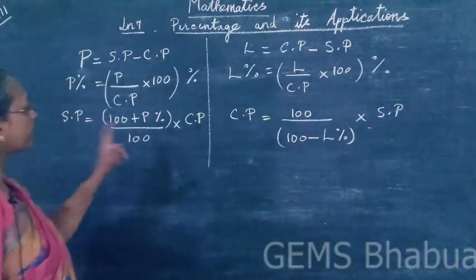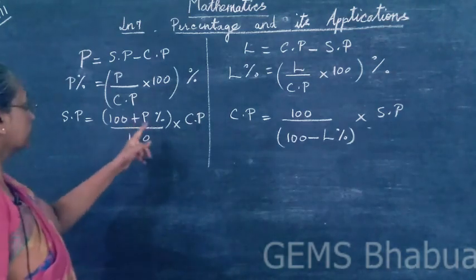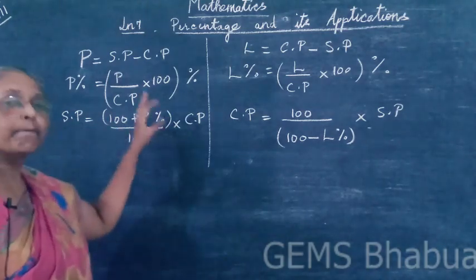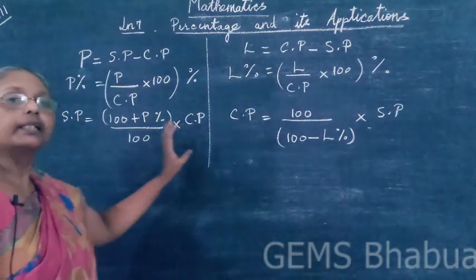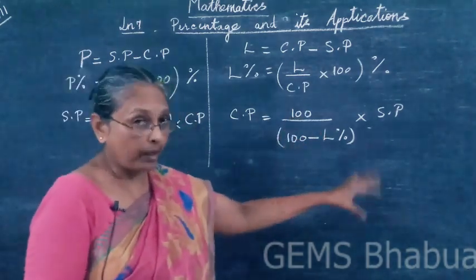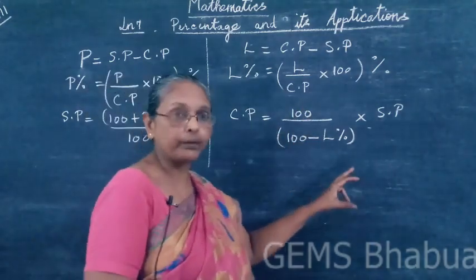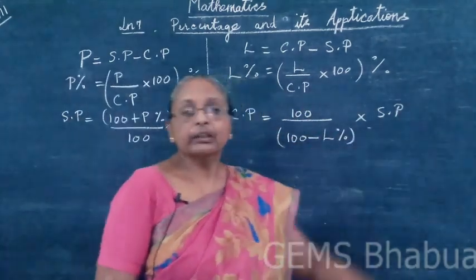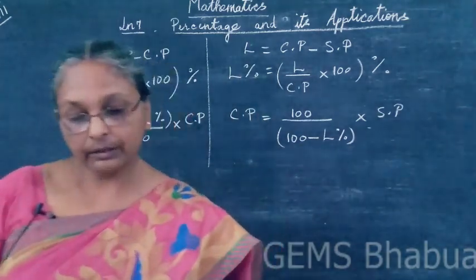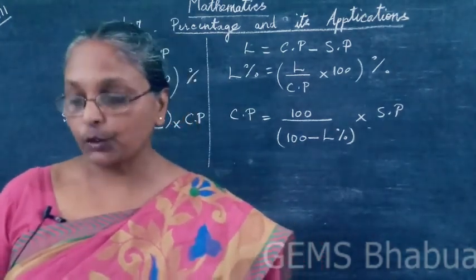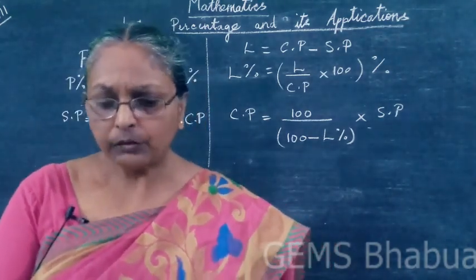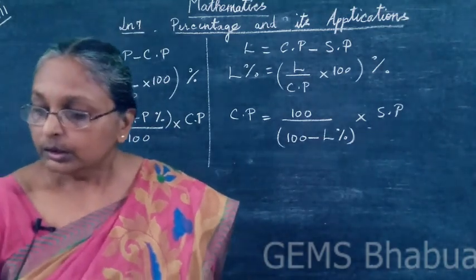And in the same way, if you have a loss percentage, then SP is equal to (100 minus loss percentage) by 100 into CP. And here also CP is equal to, suppose you have a profit percentage, 100 by (100 plus profit percentage) into SP. So these are some of the formulae that you can use for calculating profit, loss, profit percentage, loss percentage, and also other calculations. So I will go to the exercise sums now.